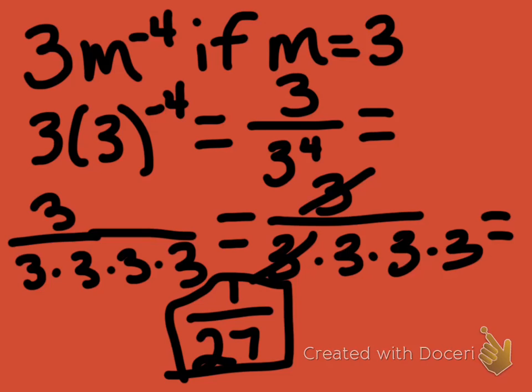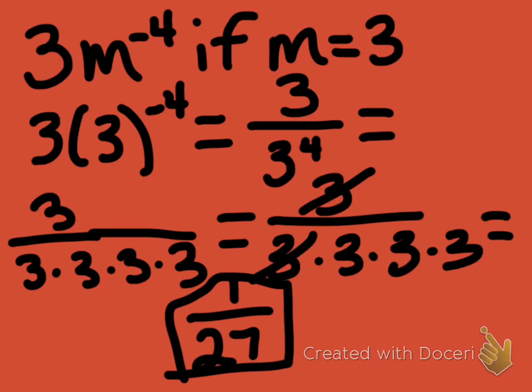Another example, if we have 3m to the negative fourth power, and it tells us if m equals 3, we are trying to evaluate this. Now, again, we would put in parentheses the 3, simply because we want to identify that that's what's being taken to the power. So it becomes 3 times (3) to the negative 4 power equals 3 over 3 to the fourth power, because we are taking that negative exponent and moving it down to make it a positive exponent. Again, it didn't change the value of the 3, it just changed the value of the exponent.